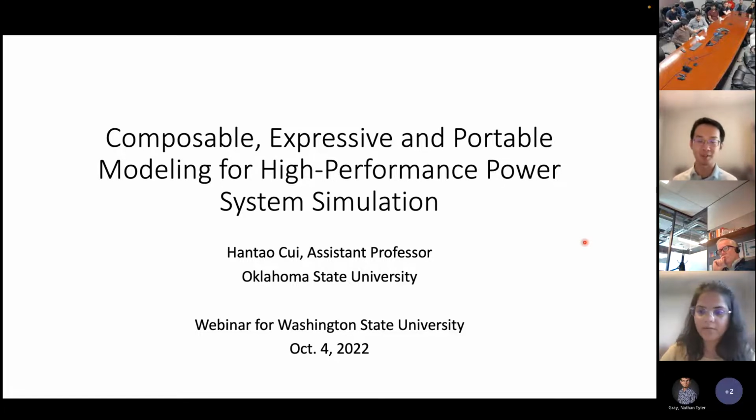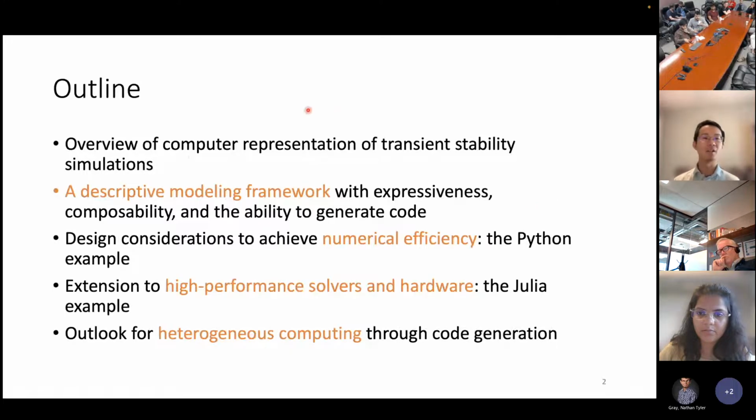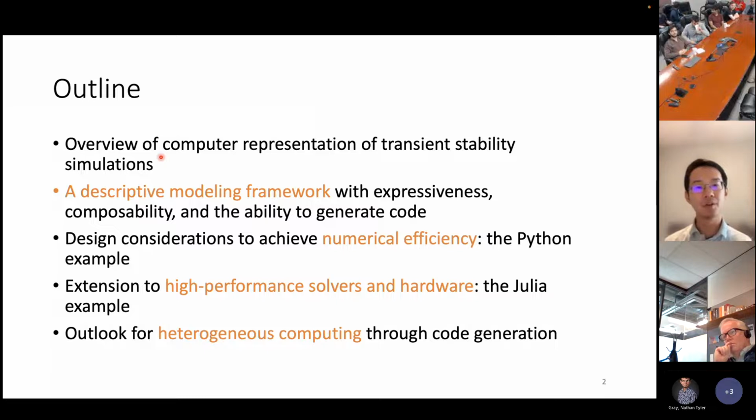So today I'll talk about the design and implementation of a framework for power system simulation. Overall, this is the outline of the talk. I'll introduce first how models and transient stability simulation are represented in computer programs.